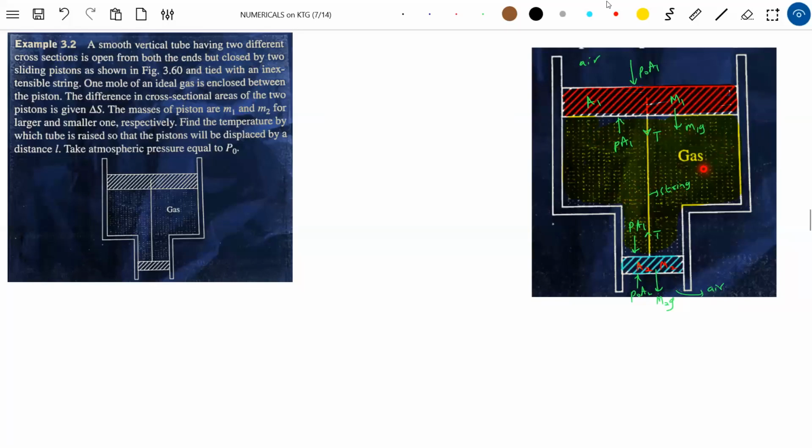If I say pressure of gas, at all points. If I say temperature of gas, at all points. Tension, let it be T naught. Able to understand? This is what students trouble with. You'll try to go for P1, A1, P2, A2.